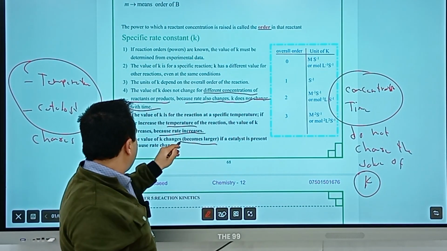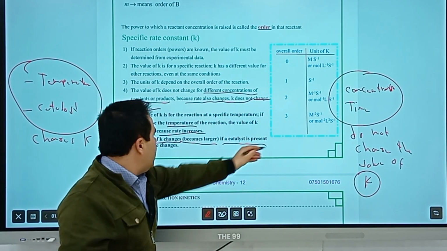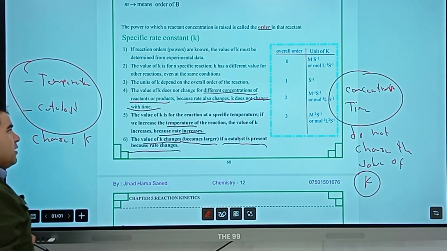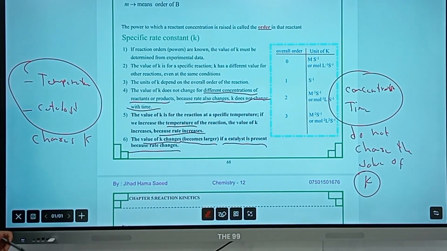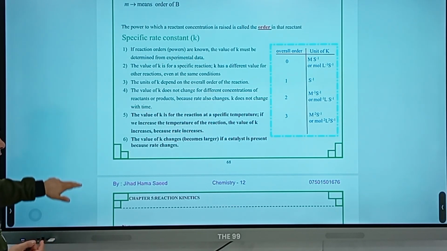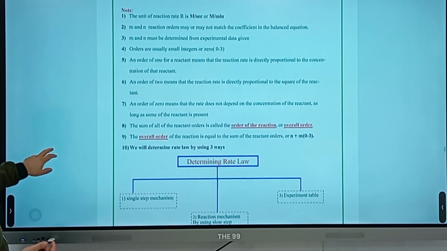K becomes larger when we have a catalyst in the process, and when we increase the temperature, that increases the specific rate constant. So in summary, time and concentration do not change the K value, but temperature and catalyst change it and increase the value as we increase those two.